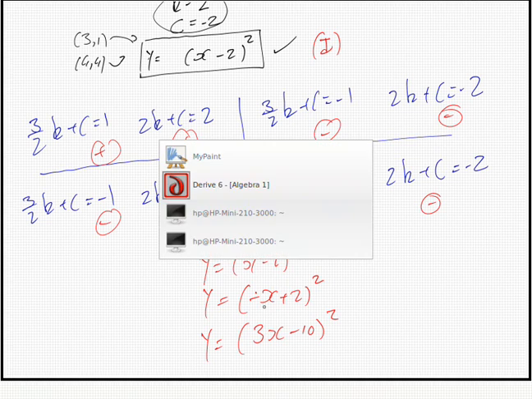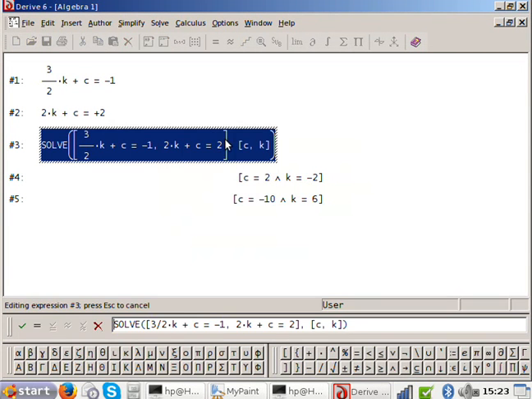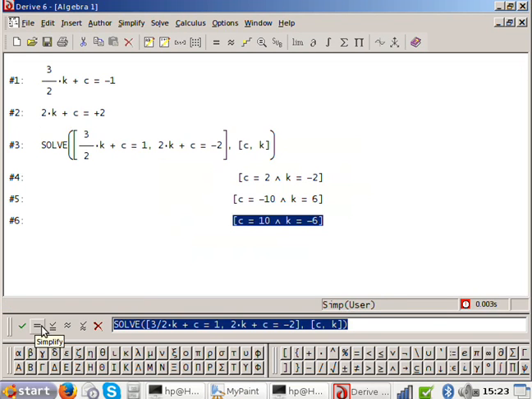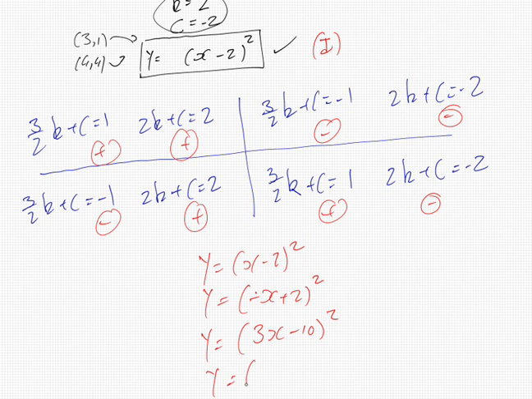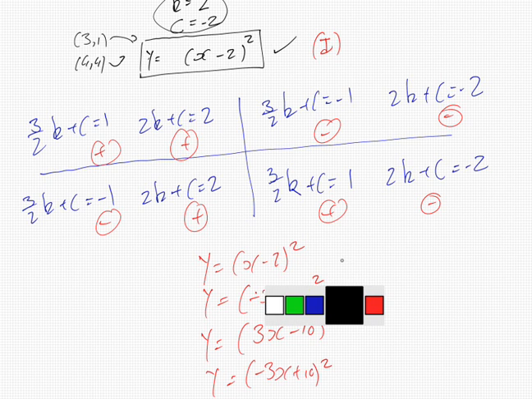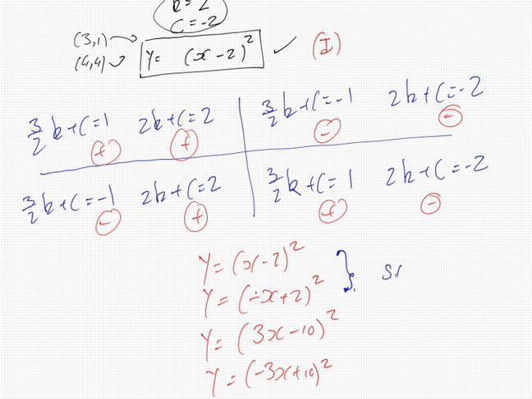So that's a 3 because there's a half there. And then lastly, minus on the other one. The same but swapped. So we have here y equals minus 3x plus 10 squared. Now in fact, although they look different, these are exactly the same thing, because you can write the second one, you can take the minus out and you have x minus 2 and the minus squared. Anyway, these are the same. And these are the same. So you only have 2 answers. Y equals x minus 2 squared and y equals 3x minus 10 squared.